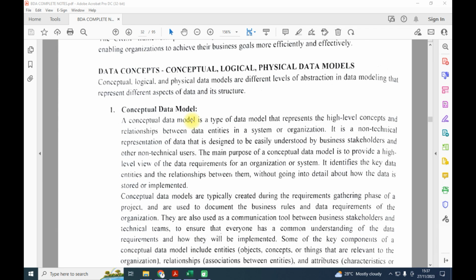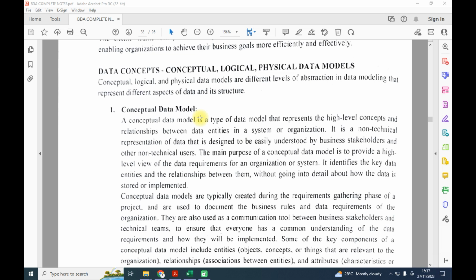We look at the data concepts. Data concepts are 3: the conceptual, the logical, and the physical data models. The 3 of them. We start with the conceptual. Conceptual, logical, and physical models are different levels of abstraction in data modeling that represent different aspects of data in its structure.